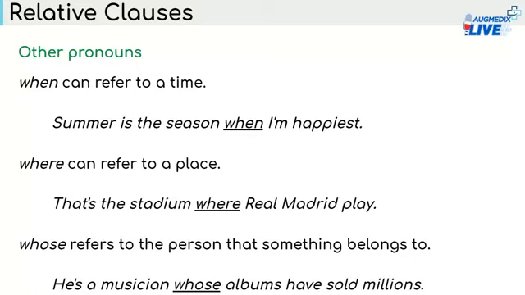He's a musician whose albums have sold millions. Here again, in this sentence, you have the relative clause, whose albums have sold millions. This part is the relative clause here. Are we clear? Hopefully.